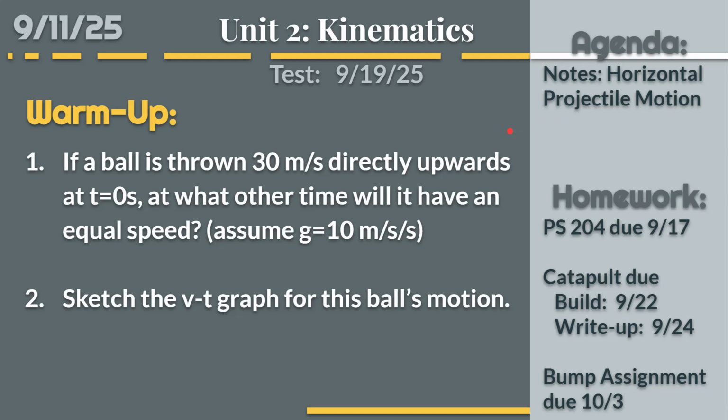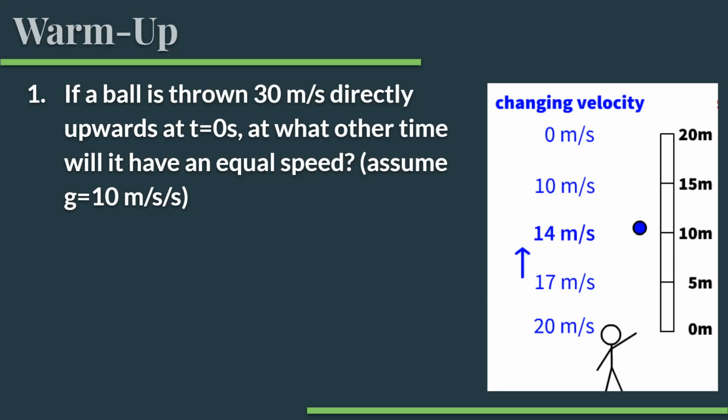It says, if a ball is thrown 30 meters per second directly upwards at t equals 0 seconds, at what other time will it have an equal speed? We're going to assume gravity here to be 10 meters per second squared, and then we're going to sketch the VT graph. So if you have an object being thrown up in the air, like this guy in my little animation, and yes, I know those are different numbers. I'm not worried about the numbers.